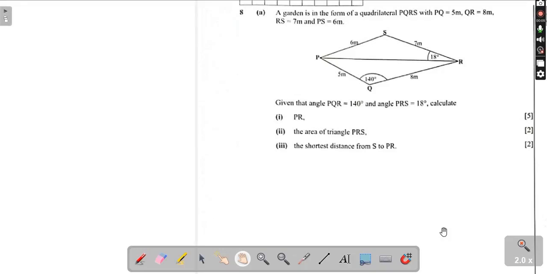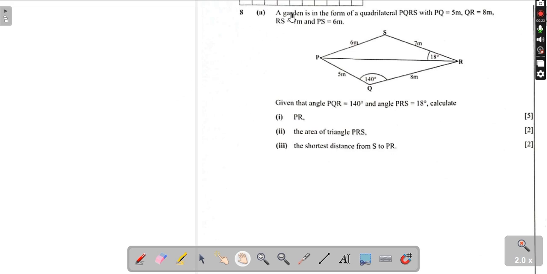We will be discussing a question from the 2025 GCE exams. This was under trigonometry, section B of paper 2. Okay, so this was question 8.